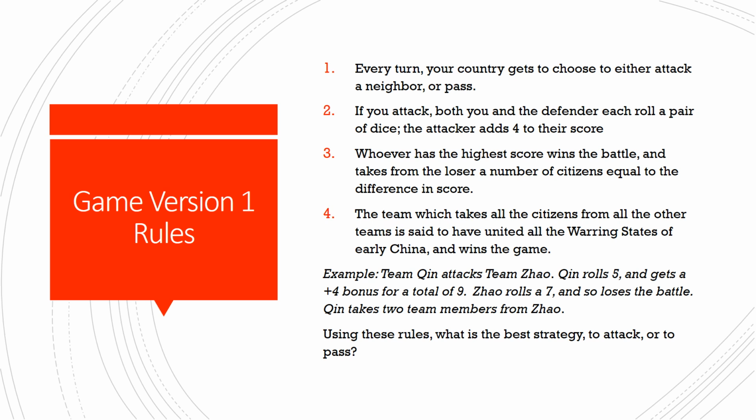So, for example, suppose you have one team called Team Qin, and they attack Team Zhao. Now, Qin rolls a 5 on the dice, and according to the rules, they add a +4 bonus as the attacker, so they get a total of 9. Then Zhao rolls a 7, so they lose the battle. Because 9 is 2 more than 7, then Team Qin takes 2 of the team members away from Zhao and brings them into Team Qin. Now, just think about this. Using these rules, what would be the best strategy? To attack or to pass? If you kept playing this game over several rounds, what would it look like?